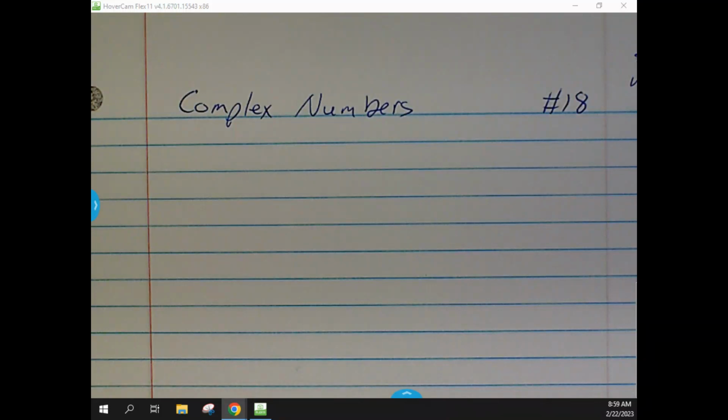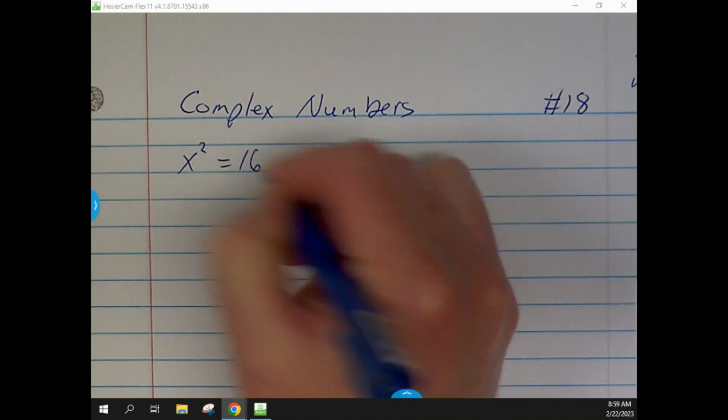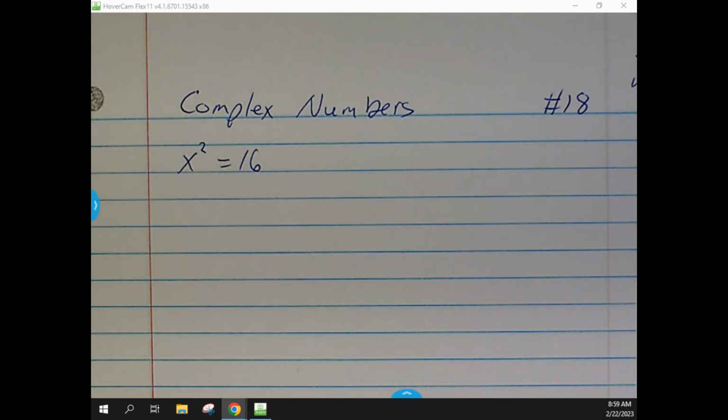All right, and with complex numbers, the big idea is basically this: we're getting ready to solve equations, and we're working through different things and going through parts of it. If you think back, and somebody actually mentioned this the other day, if we were solving x squared equals 16, and we did mention this a little bit the other day.